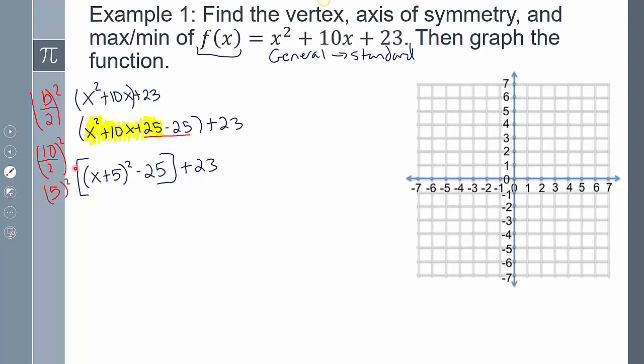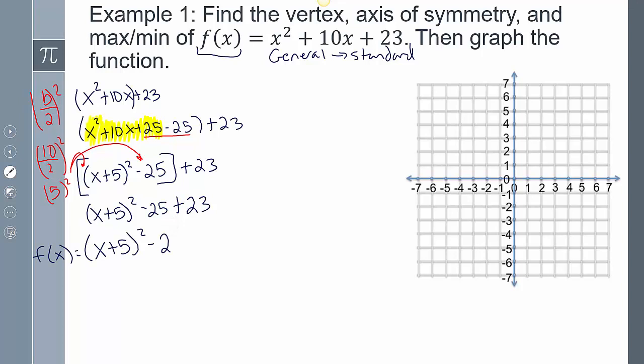Now if there was something in front here, you'd have to distribute that. So like if there was a 1, you'd distribute that 1 through. And so this is going to be 1 times this, so it's just x plus 5 squared. 1 times negative 25, so that's negative 25, and then the plus 23. So adding those together, I'm going to get my function being x plus 5 squared minus 2.